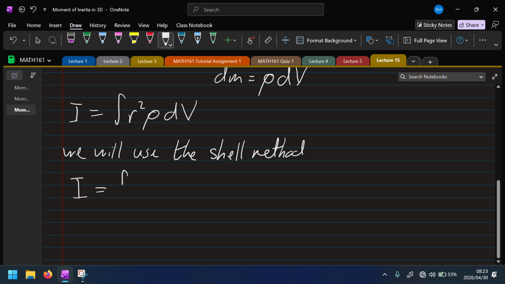So we have I is equal to the integral. The shell method goes from the center of the shape to the outside of the shape, so it will be from 0 to R, of r squared times the density. The density will be the mass over the volume, right? So the mass of the cylinder, let's call it M. What's the volume of the cylinder going to be?